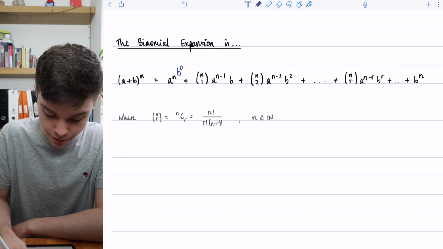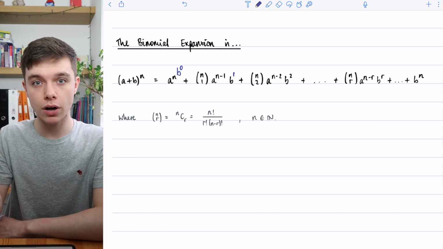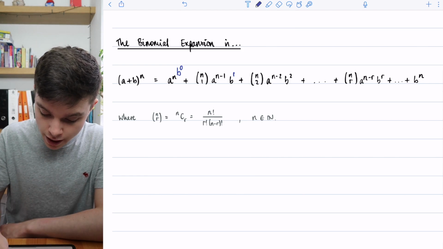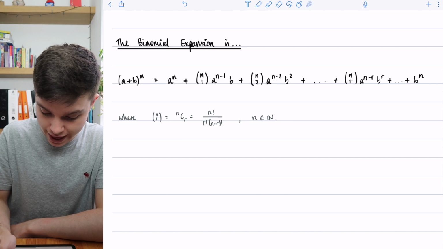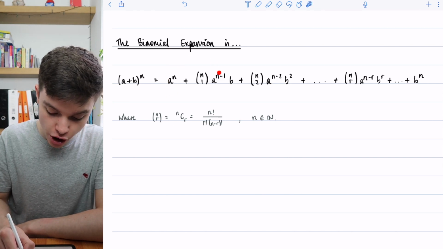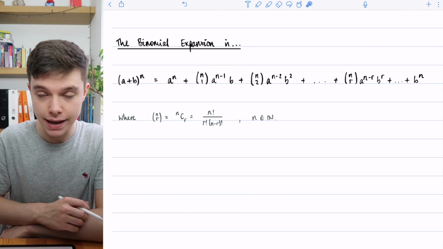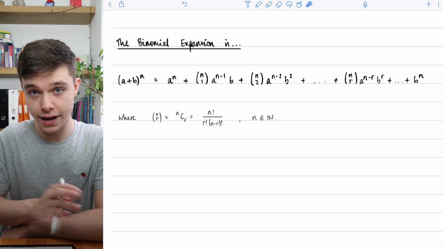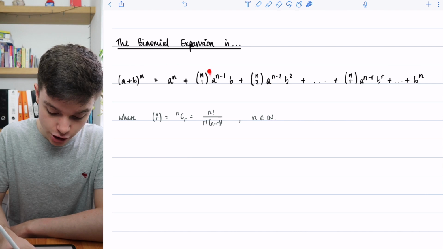but that's what we have in the first term, and we are increasing the power of b by 1 each time we go along the terms. So I'm just actually going to get rid of that because we don't really need it, and that 1 is not really there either. But we started off with a to the n. On the next term, we decrease the power of a by 1, and we increase the power of b by 1 as well. Okay, so decrease the a, increase the b. And we just have a coefficient of n choose 1.